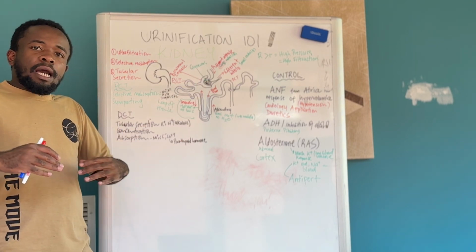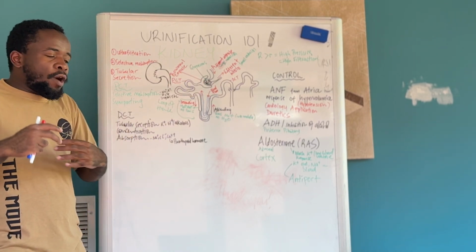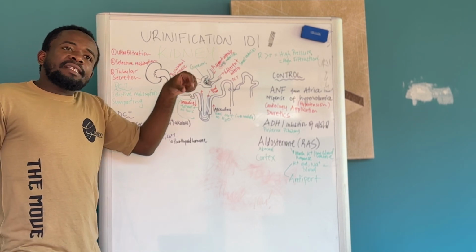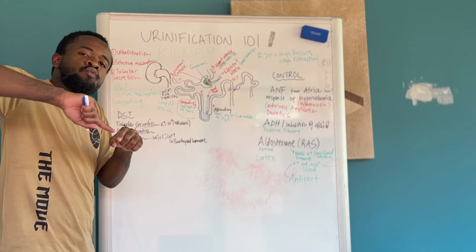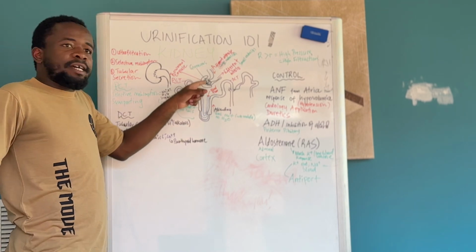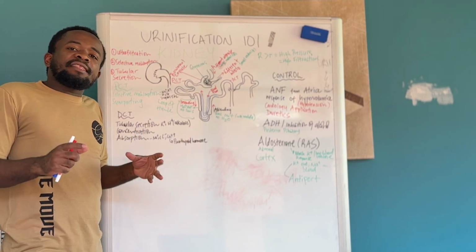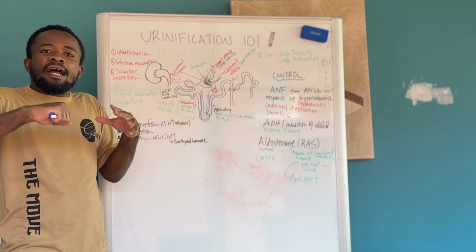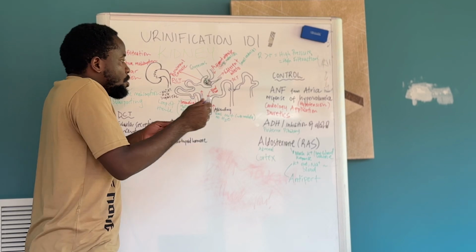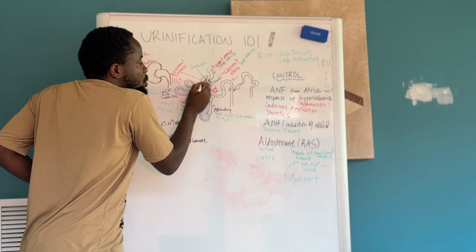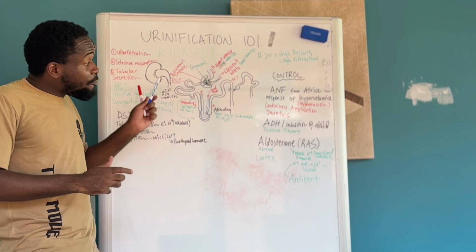So how does filtration under high pressure happen in the glomerulus? Remember I said the blood supply to the glomerulus is way more than what goes away from the glomerulus. The blood coming in is way more than the blood going out. That causes high pressure in the what? In the glomerulus. The blood pressure created forces molecules out of the glomerulus into the Bowman's capsule. That's actually filtration.